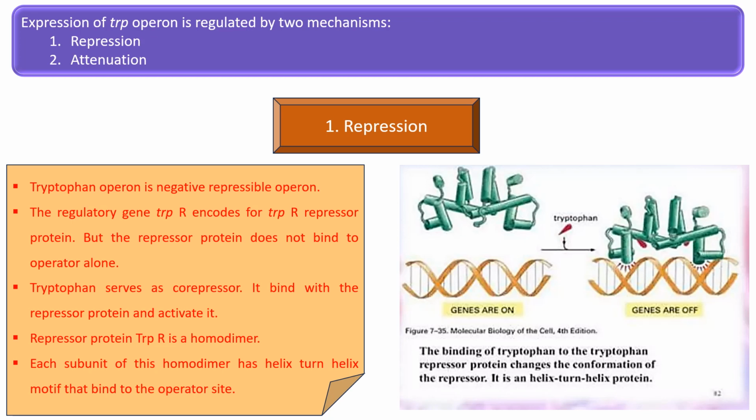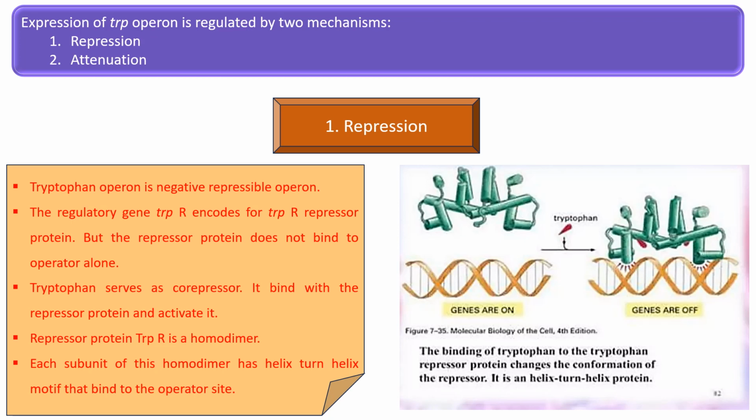The expression of the tryptophan operon is regulated by two different mechanisms. One is repression, the second one is attenuation. Let's see repression first. The tryptophan operon is a negatively repressible operon system, which means that if tryptophan is present, then this operon system will be turned off because it does not require the enzymes needed for tryptophan biosynthesis. But if tryptophan is not available, then it will require the enzymes needed for its biosynthesis, so the operon will be turned on. This turning on and off occurs due to the repressor protein.